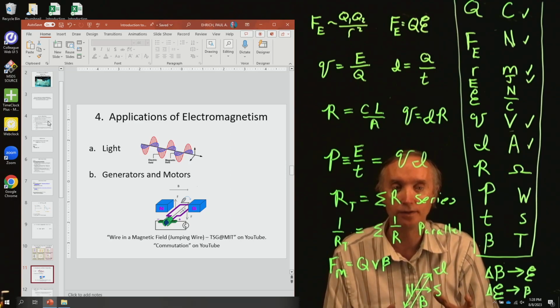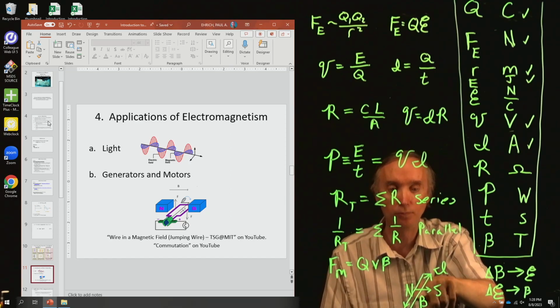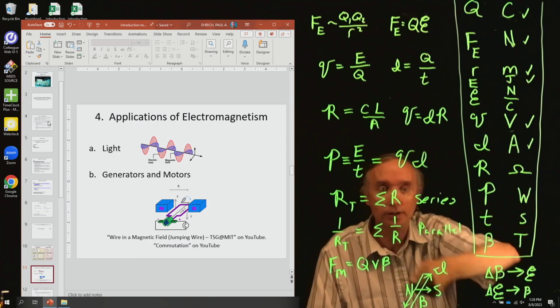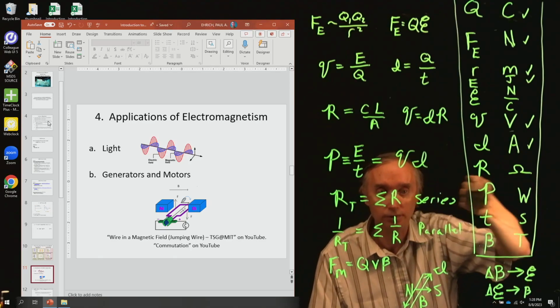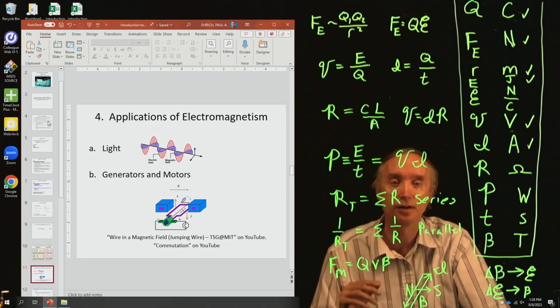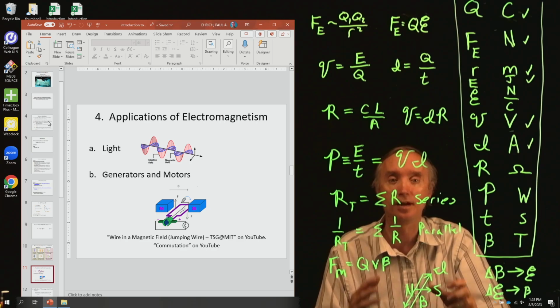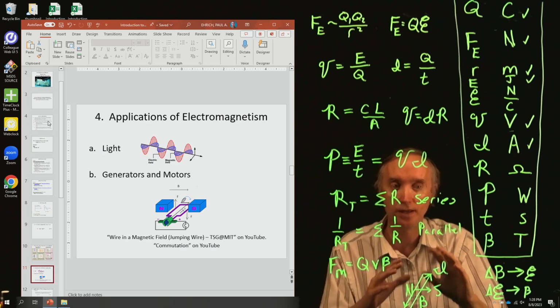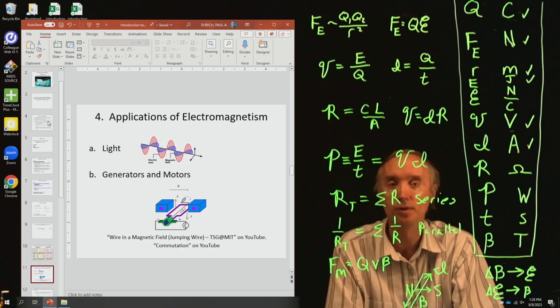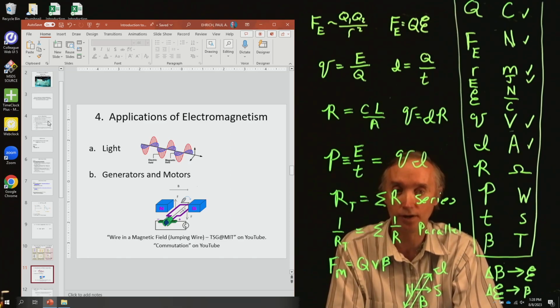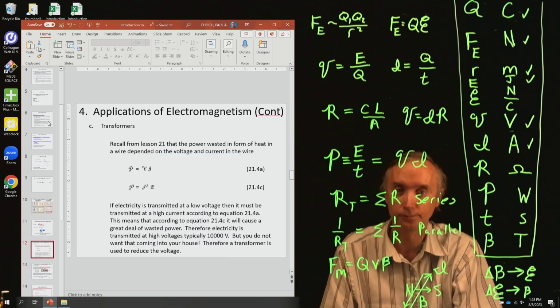Now on the other hand, if we don't put in electricity, but we manually spin it with a handle, it will generate electricity. And that would be an electrical generator. So be able to explain the electric motor or the electrical generator on the exam.